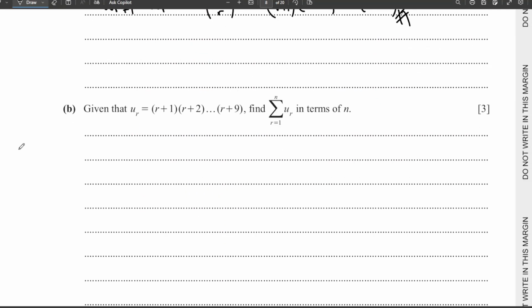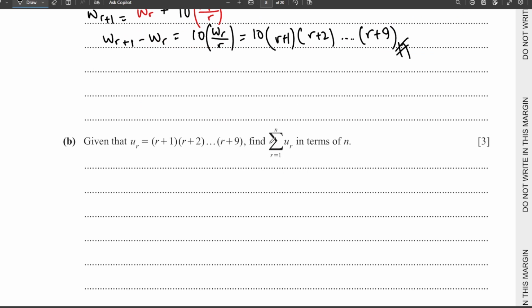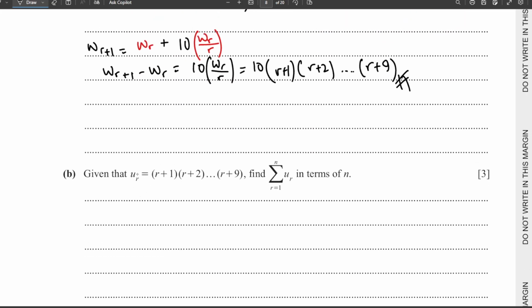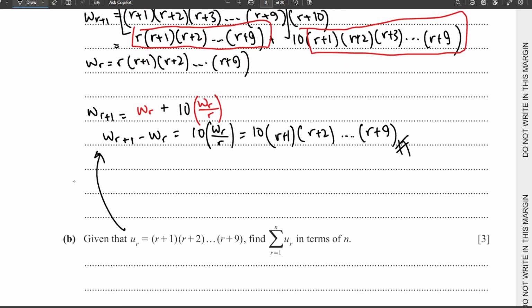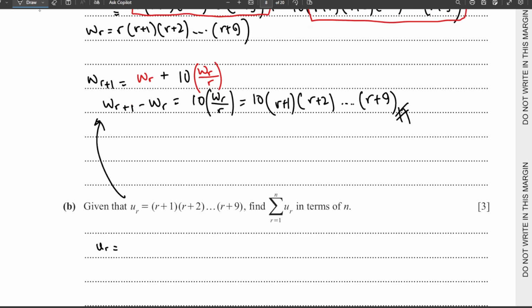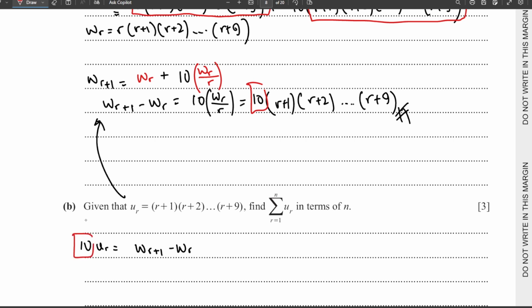Now for part B, given that u_r is this, we want to find the sum of u_r from r equals 1 to n. We can notice that u_r is exactly the same as what we have proved just now. Oh, actually, it's not the same because there's an additional 10 in front here. So 10 u_r will be equal to W_(r+1) minus W_r. This is the only thing different. This is the 10 in front.